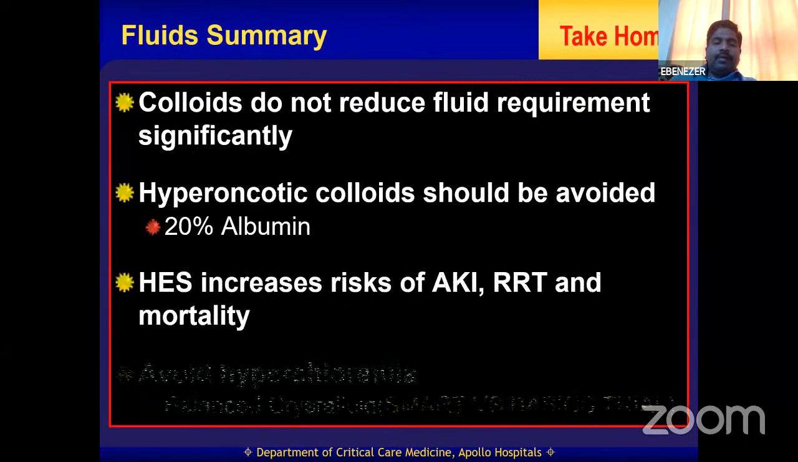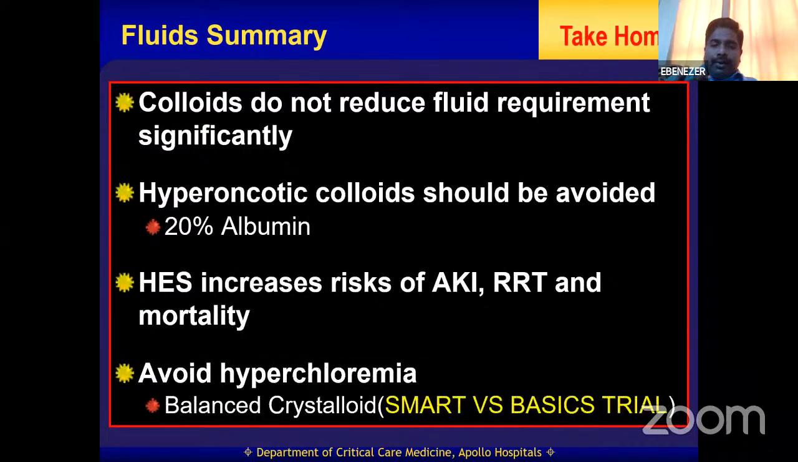To summarize, colloids do not reduce fluid requirement significantly. Hyperoncotic fluid like 20% albumin should be avoided. Hydroxyethyl starch will increase the risk of AKI, renal replacement therapy, and mortality. Please avoid hyperchloremia. Don't pump patients with normal saline. If you keep on pumping large amounts of normal saline, that will result in dilutional acidosis also. So please don't keep on pumping normal saline. Go for a balanced crystalloid solution.